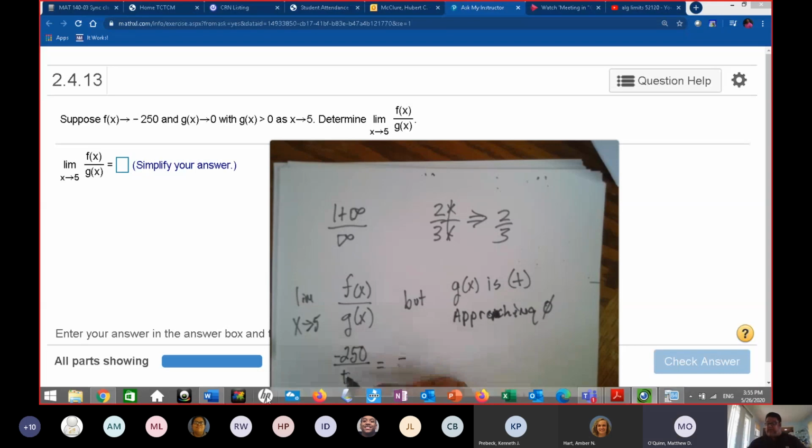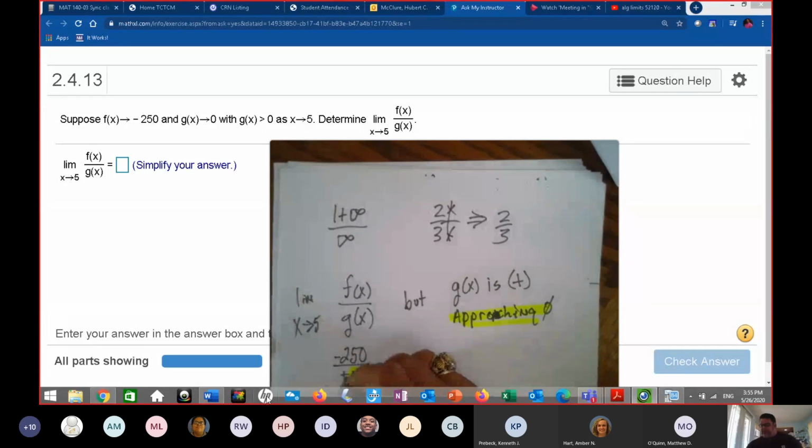Is that 0 or is that approaching 0? Approaching. So tell me how big those numbers are. Somebody tell me. If you're approaching 0, tell me how big those numbers are. Very small. So what is 250 over very small? Infinity. Negative infinity. A really big number. It's going to stay on infinity.